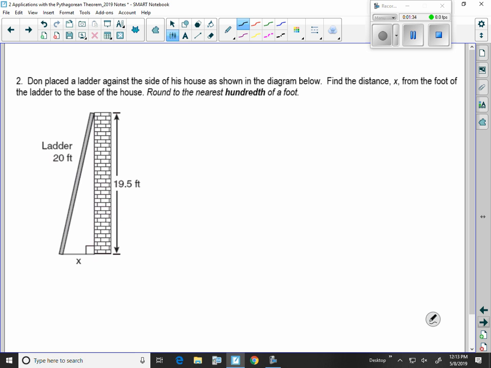All right, number 2, we have Don, who placed the ladder against the side of his house, as shown in the diagram below. Find the distance x from the foot of the ladder to the base of the house. Round to the nearest 100th foot. All right, so we would have x squared plus 19.5 squared equals 20 squared. How else can I tell which side is the hypotenuse? Longest side, right? It's the longest side.